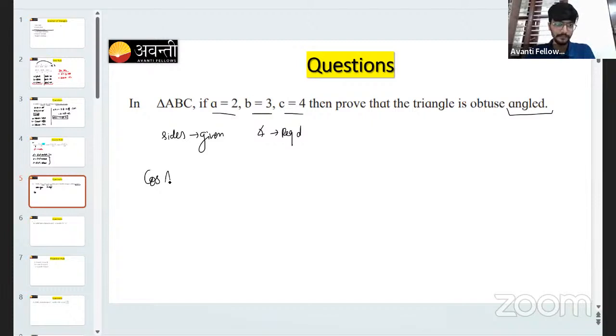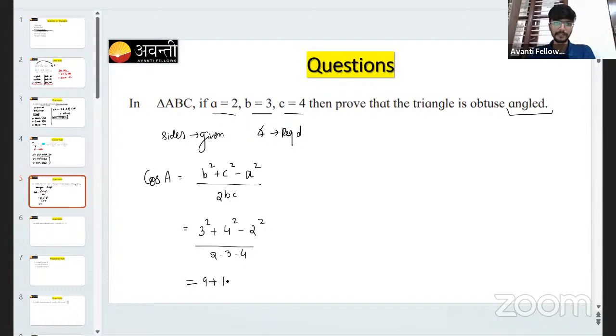So let's calculate cos A. Do you remember cos A? Cos A was b square plus c square minus a square upon 2bc. That means 3 square plus 4 square minus 2 square upon 2 into 3 into 4. So this means 9 plus 16 minus 4 upon 24. So this is positive. No need to calculate further. It is positive, so we did not get it from cos A.